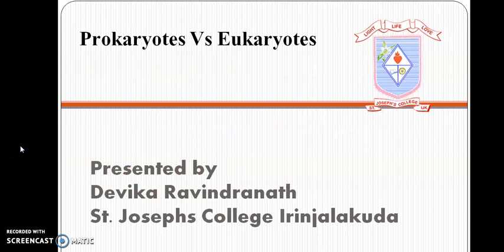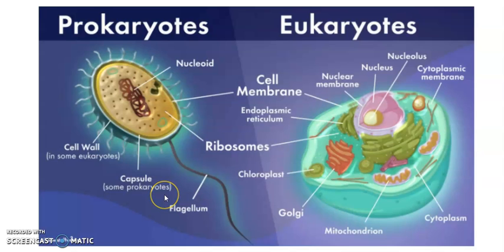So in this session, let's see the difference between prokaryotes and eukaryotes. A prokaryote is a single-celled organism that lacks a membrane-bound nucleus or any other membrane-bound organelles. The word prokaryote comes from the Greek word pro, meaning before, and karyon, meaning nut.